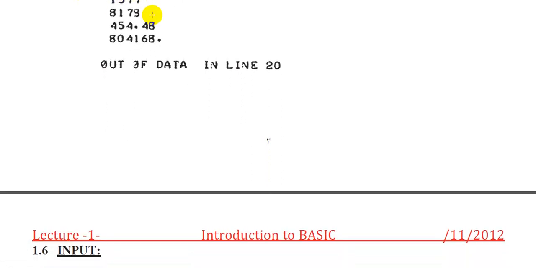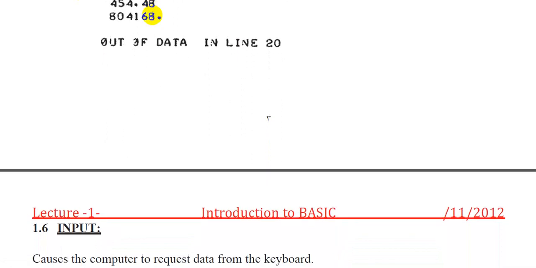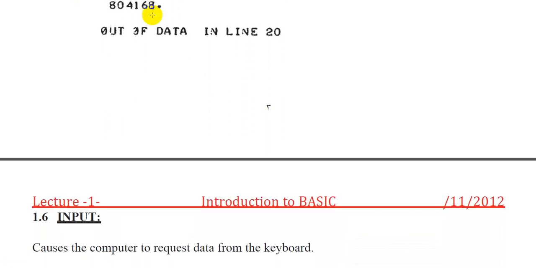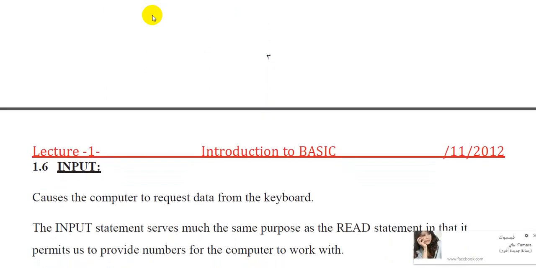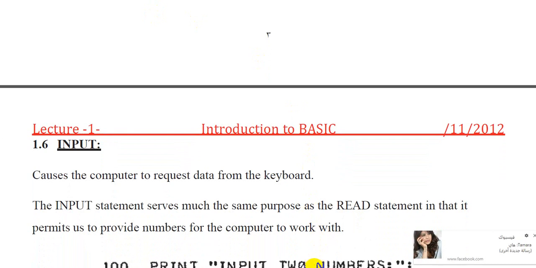21.29.4, as you can see, 1577, 8173, 8441.68, or it's going to be in the form of 804,168. Out of data in line 20.